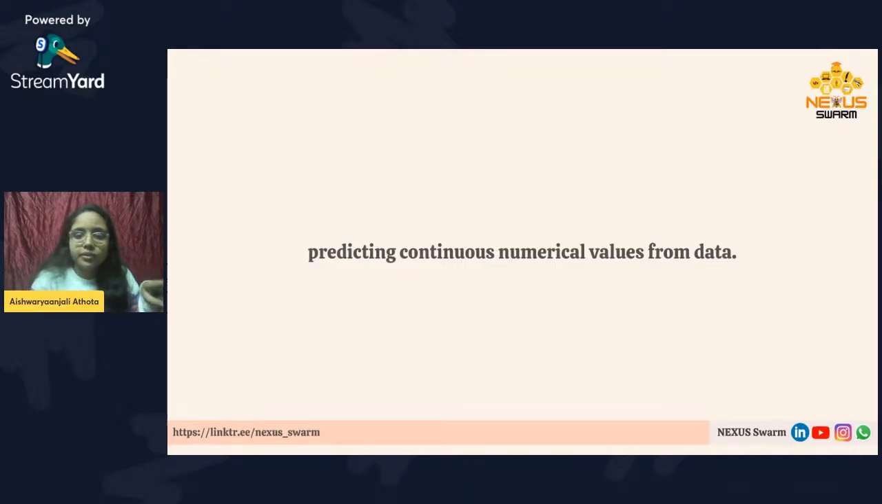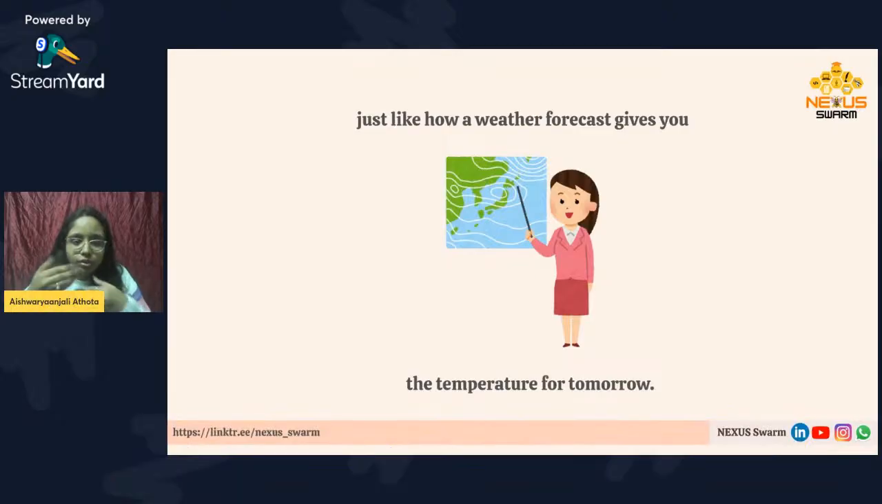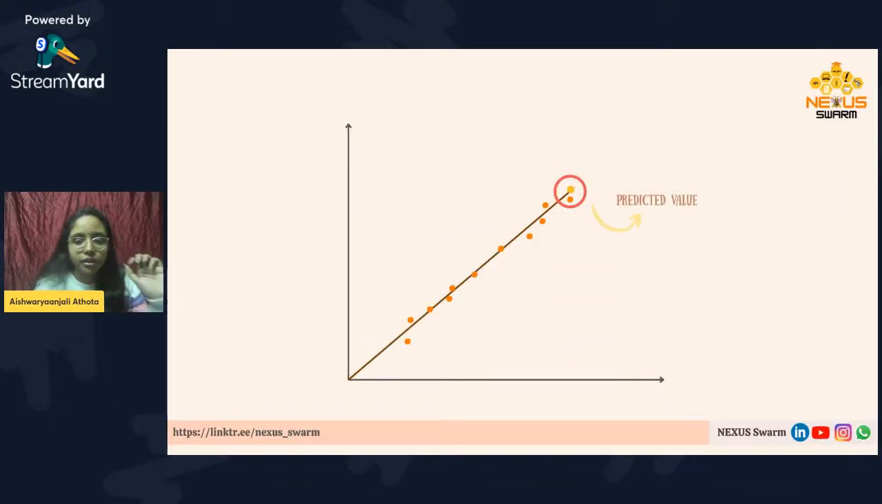Regression is just like how weather forecast happens. In a weather forecast, they predict the temperature for the next day, maybe for tomorrow or the day after tomorrow. The way the weather forecast gives you the temperature is based on regression. So let us learn how this happens. Before that, I'll show you a small example.